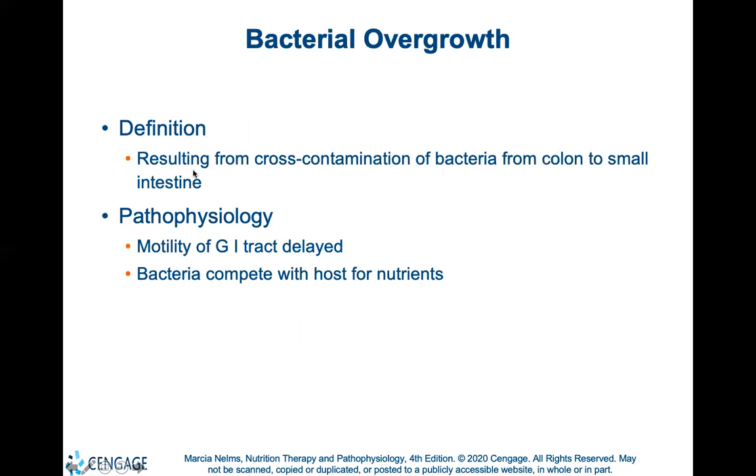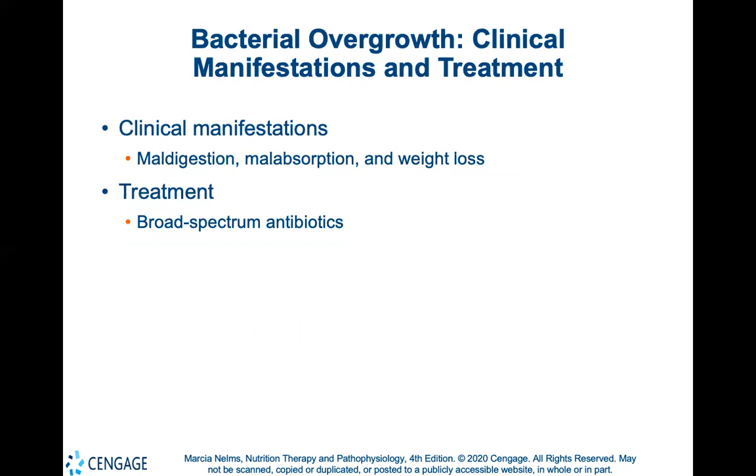Bacterial overgrowth results from cross-contamination of bacteria from the colon to the small intestine. In the pathophysiology, the motility of the GI tract is delayed. Bacteria compete with hosts for nutrients. The clinical manifestations could be maldigestion, malabsorption, and weight loss. Treatment is broad spectrum antibiotics.